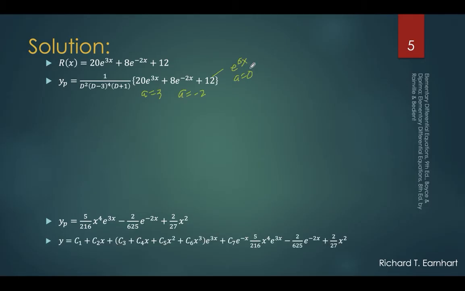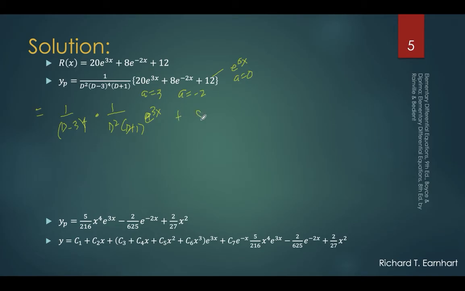For 20e to the 3x, your a here is 3, so we separate 1 over D minus 3 to the 4th, that will make your denominator equal to 0, and then times 1 over D squared times D plus 1, and then 20e to the 3x.